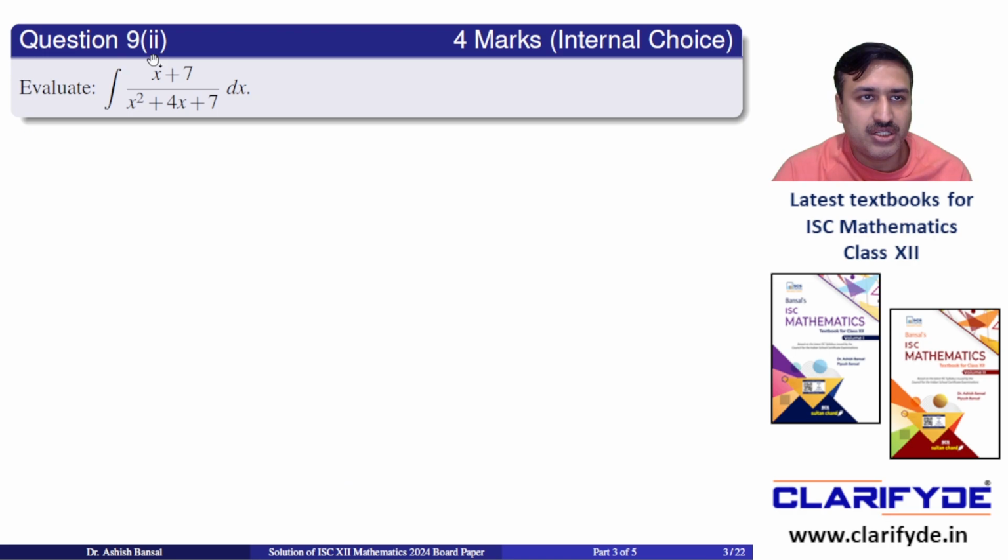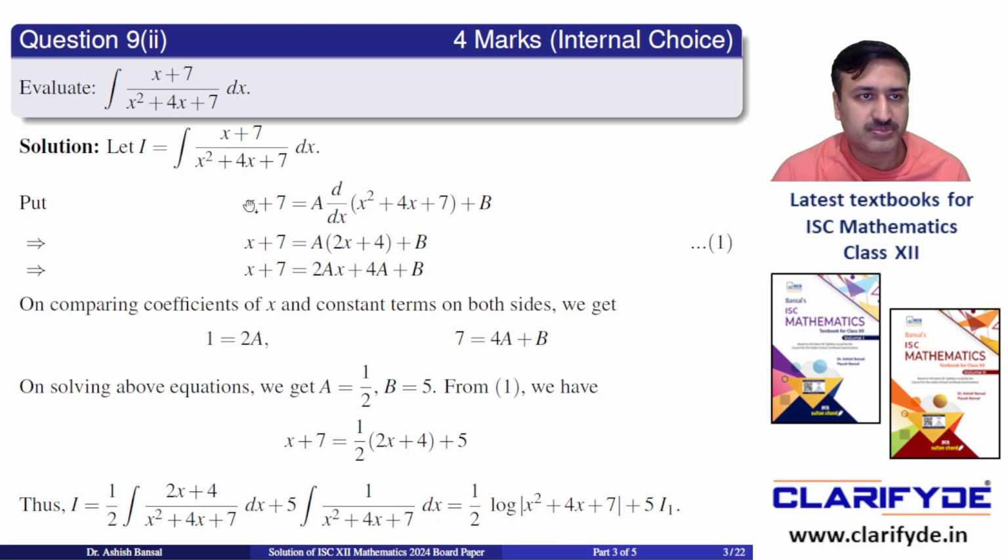In the second part of question number 9, we are given the integral of (x plus 7) by (x square plus 4x plus 7) dx. We have to find its value. So let I be the given integral. Then we take the numerator and put it equal to a times the derivative of the denominator plus b. So x plus 7 is 2ax plus 4a plus b.